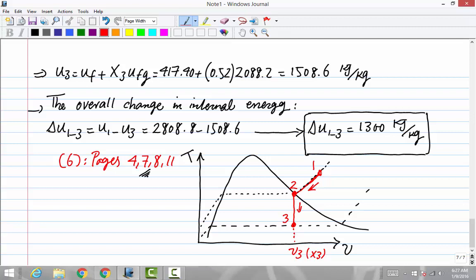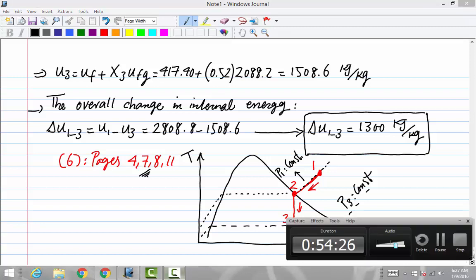And then we mentioned that these two dashed curves are constant pressure: this is P3, and this one is again P1. This was all that I wanted to tell you, and I hope that it helps. I will see you in the following lecture. Thank you so much.